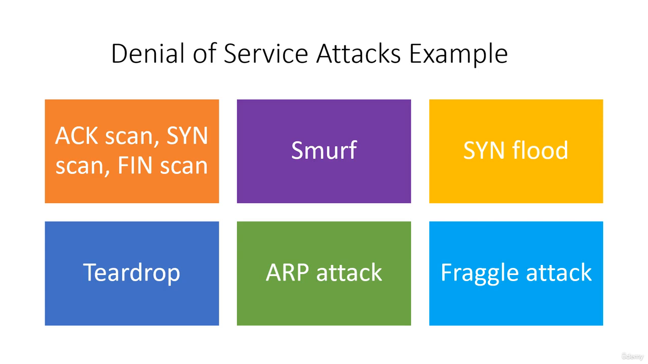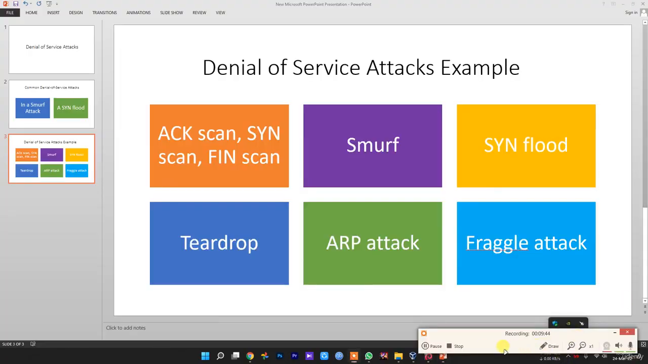Both the Fraggle and the Smurf attacks have largely been left behind, as routers no longer forward packets sent to their broadcast addresses. So that's all about denial of service as an example on a wireless network. So guys, in this lecture we will be talking about the deauthentication attack, which disconnects any client from the network.